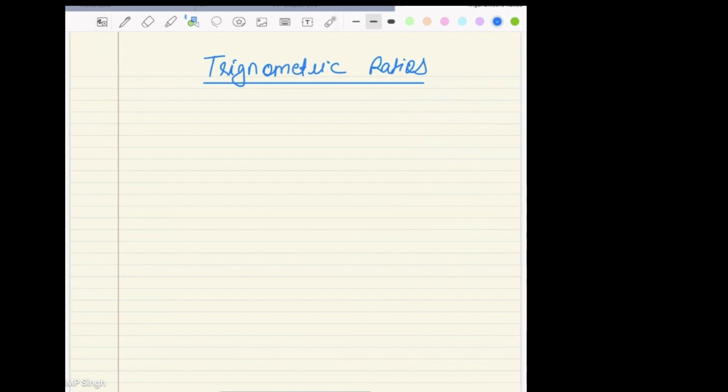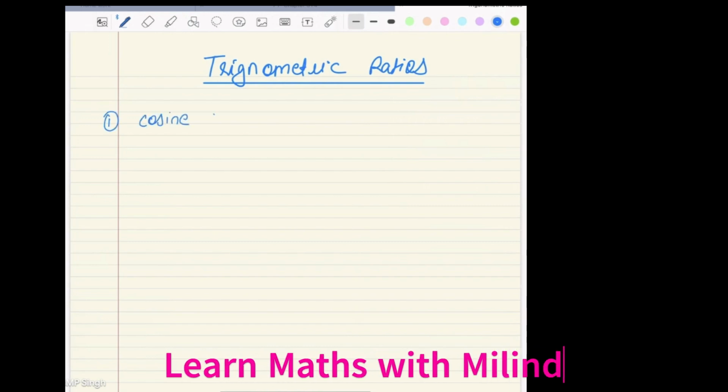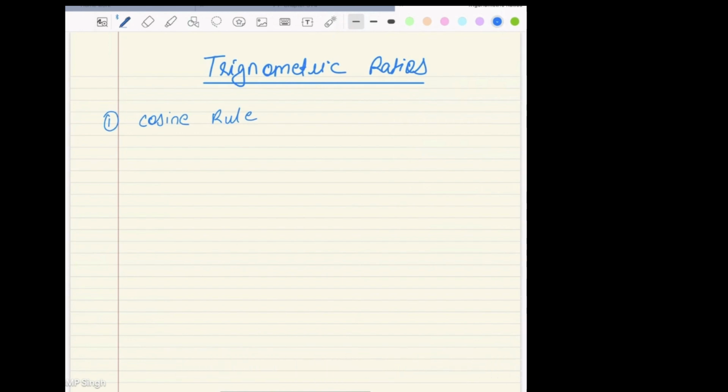Cosine rule, I'm going to start with this. You would have seen that there is a formula. So the cosine rule will involve the cos ratio. And what is the cos ratio? We'll talk about all that. But what is the cosine rule?